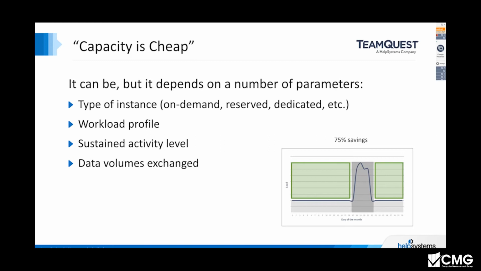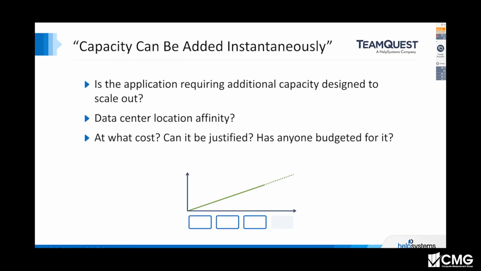Another one is that capacity can be added instantaneously, and that's certainly true. We talked about this in a previous slide, where the problem with long provisioning lead times is probably gone. But in order to make use of that quick provisioning of instances, first of all, you need to design your applications so that they can scale out. If you hit some sort of soft limit in your application as to how many instances you can scale out across, it doesn't matter how quickly you can add them.